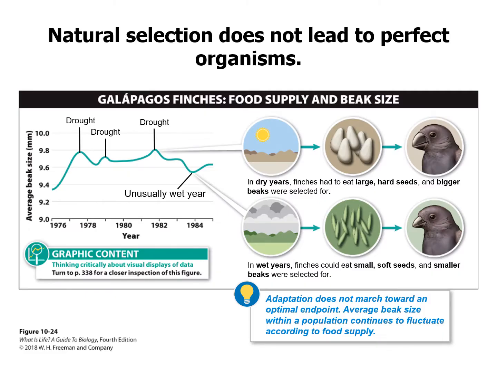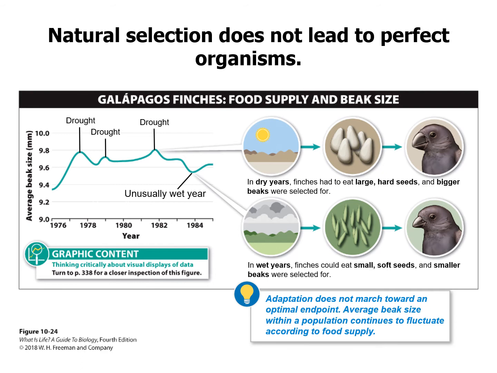Natural selection does not lead to perfect organisms. The purpose of adaptation is not to get to an optimal endpoint. It's to be able to change with the environment and be able to change for food sources or whatever it may be.